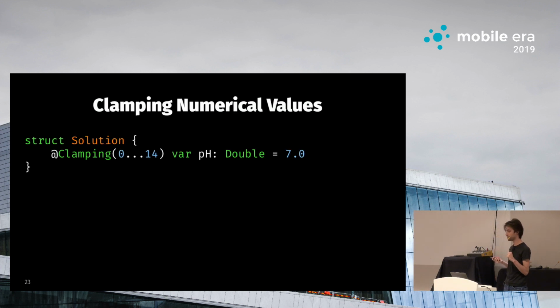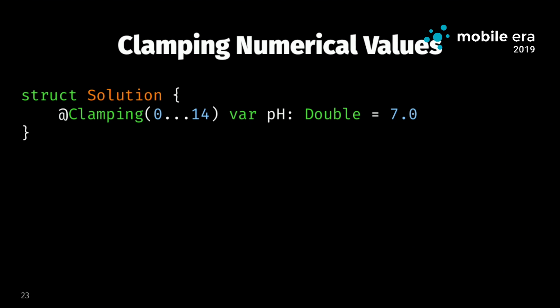Clamping numerical values means that you give an interval and you are going to make sure that your value does not leave this interval. It can make sense in a lot of situations. One that you might be familiar with, as a throwback to your chemistry classes, is the pH of a chemical solution. It's a value that's supposed to be between 0 and 14. And it doesn't make sense for it to be less than 0 or more than 14. So with property wrappers, we could implement something like this, an @Clamping attribute to which we provide an interval.